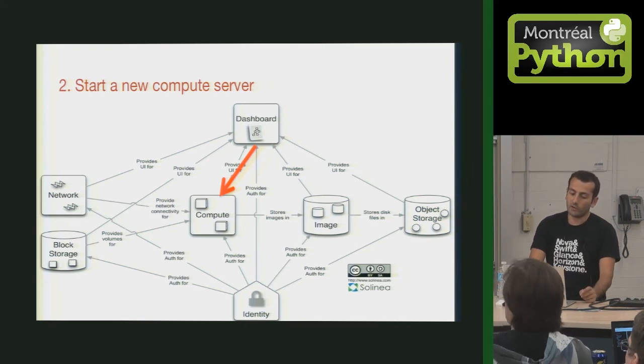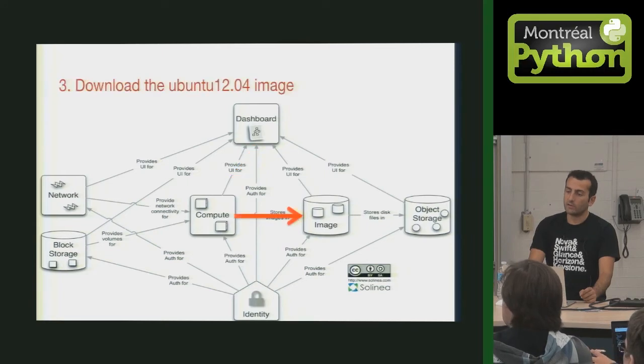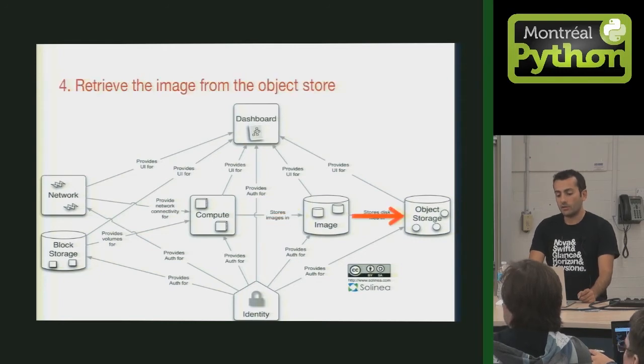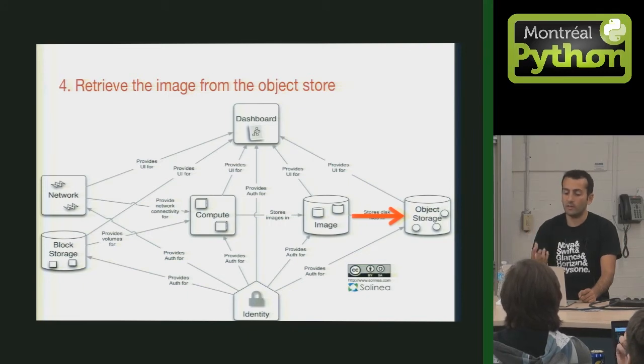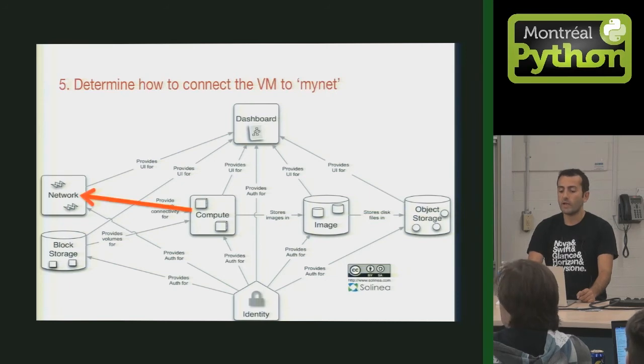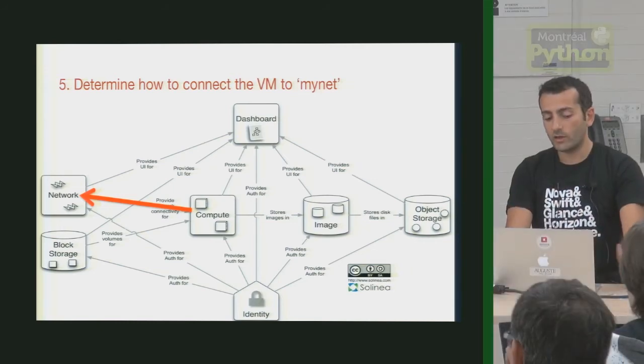Nova server. So the Nova server is going to see the request. It's going to go to the image services to see if the Ubuntu image is really there. And then the image services is going to get the real object, the image of the VM itself, directly from Swift, the object storage. Once it gets that, the compute would go to networking, and after that would give you a network.